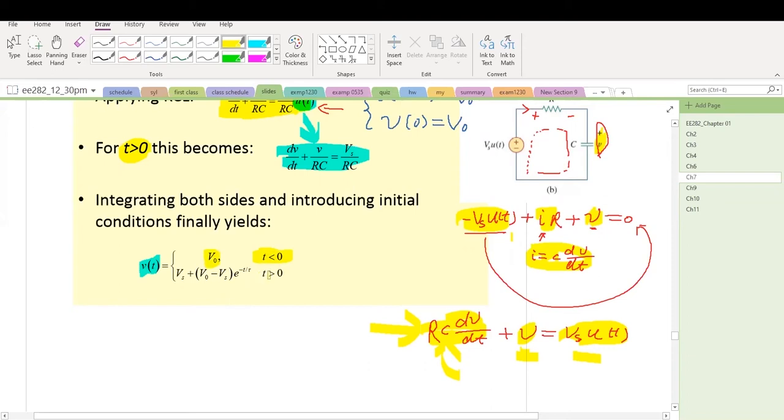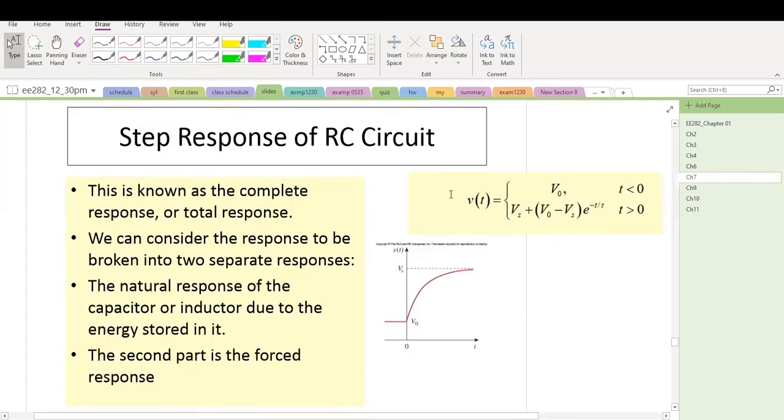But at t greater than 0, that's vs plus v0 minus vs multiplied by e to the power minus t divided by tau, and tau equals RC. Let's look at the plot of v with respect to time t here. This is time t. At time less than 0, the value is v0. At t greater than 0, there's some exponential function involved.